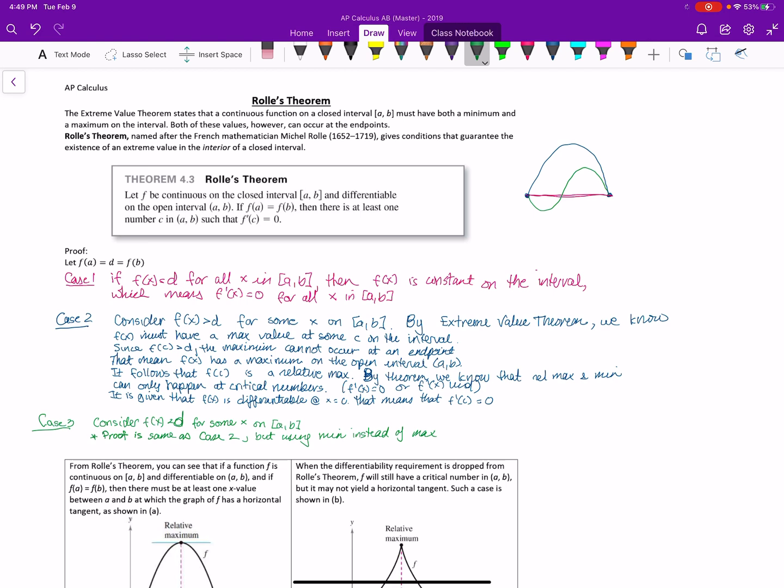So it's the same proof. So case 2 and case 3 are the same, except anywhere you see the word maximum, it's going to be replaced by a minimum.